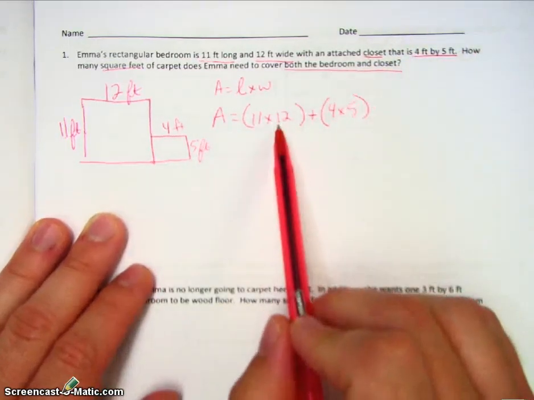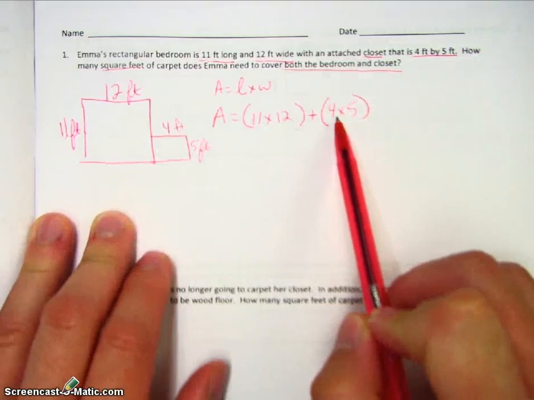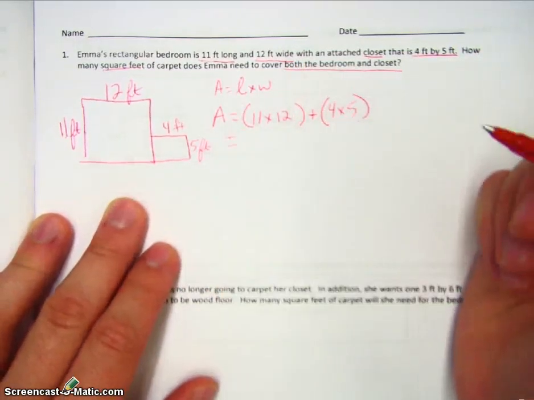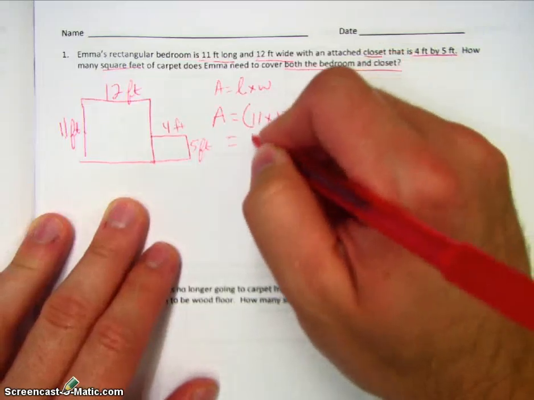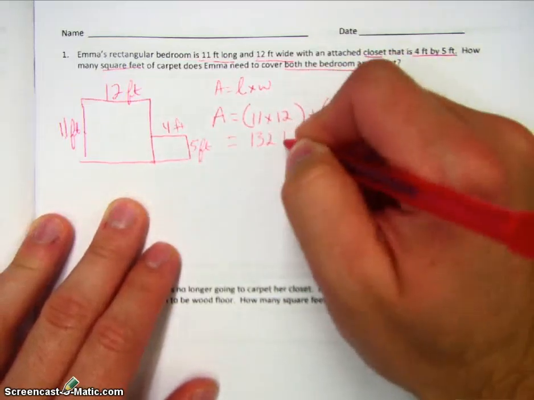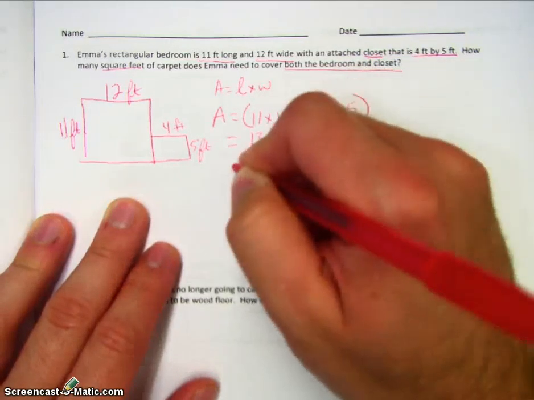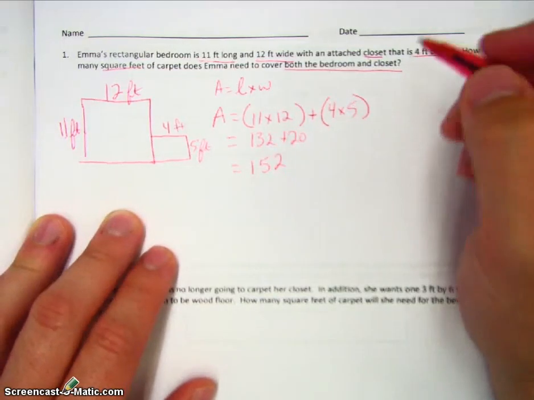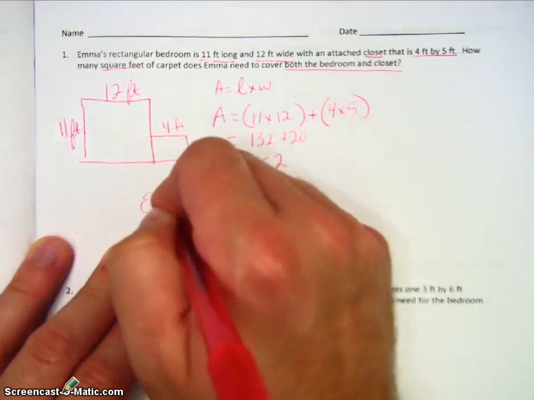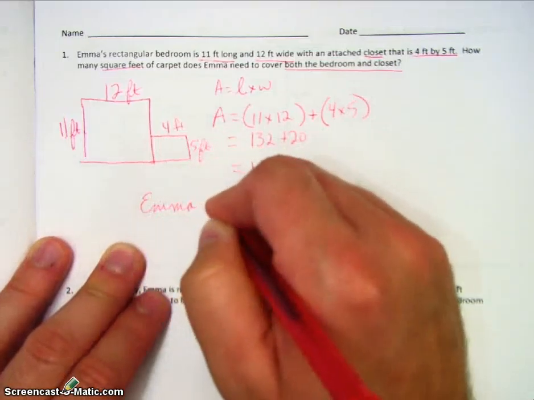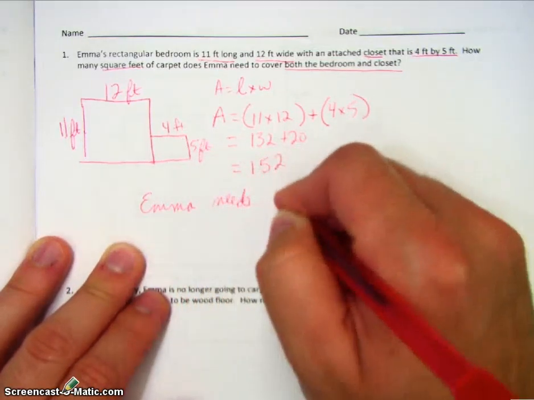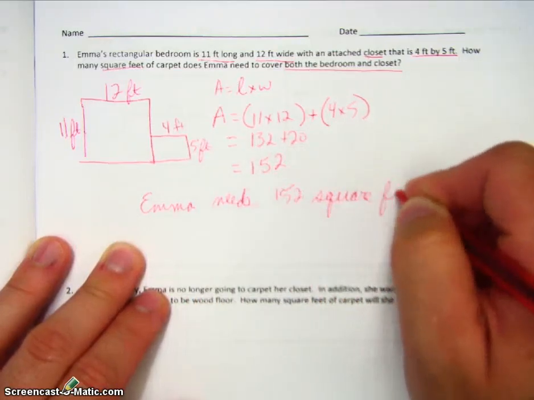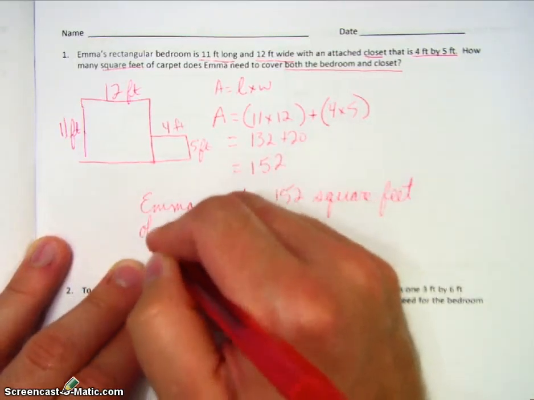Okay, so we actually have two different sets of length times width, and then we have to combine them because we need it for both. Okay, so we know that 11 times 12 is 132. 4 times 5 is 20. So we add that up. We have a total area of 152 square feet. Okay, so Emma needs 152 square feet of carpet.